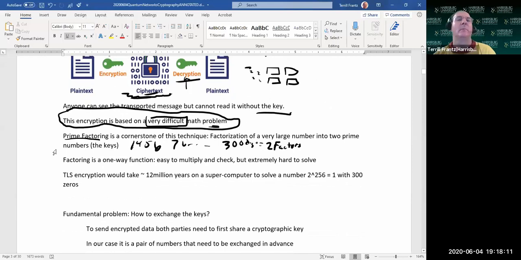I'll show you an example of that in a few minutes. But the trick here is those two factors are two prime numbers. So you just can't say, let's say there's a number 456 and you wanted to find a prime number there. 2 is a prime number, and so that would be 2, 8.